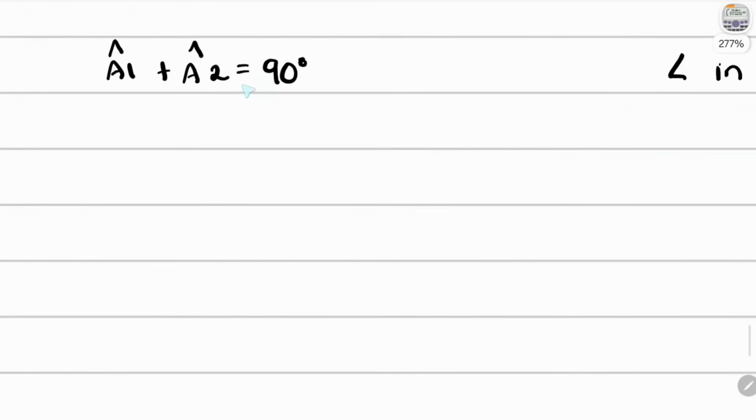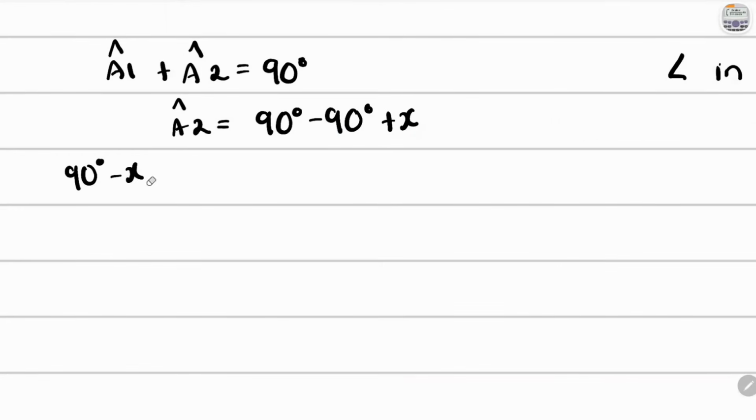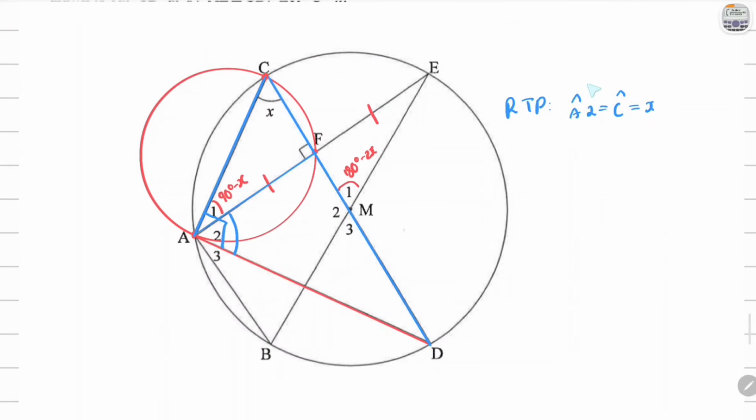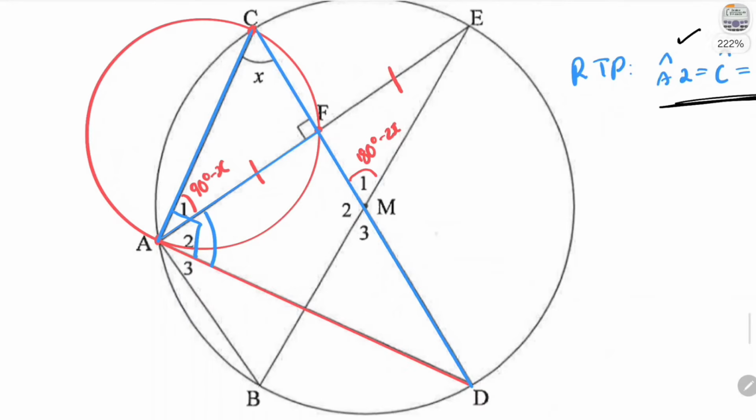So in order to find angle A2, we'll just say angle A2 is equal to 90 degrees. And if this was 90 degrees minus x, when you transpose it, the 90 degrees becomes negative and the x becomes positive. And so therefore, angle A2 is actually just equal to positive x. And there we go. If angle A2 is equal to positive x, then we have proven that the angle between this supposed tangent and this chord is equal to the angle supported by that same chord.